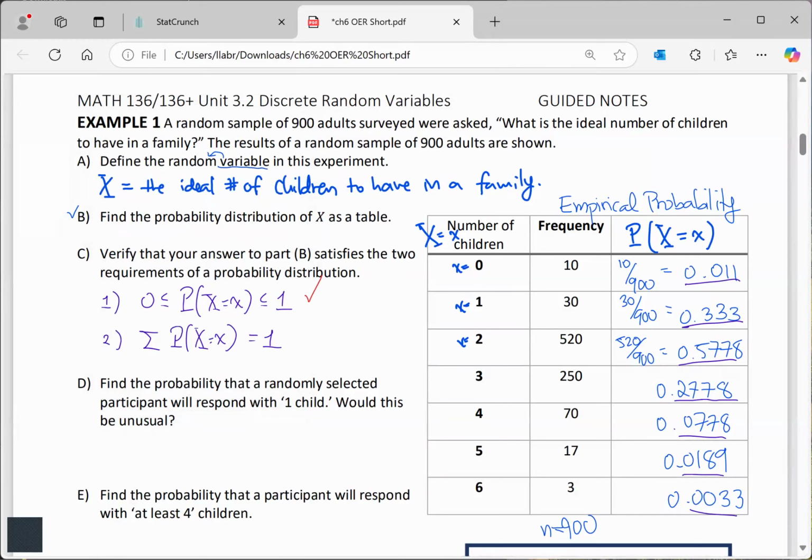Condition 2 is the sum of all probabilities is approximately 1. So you have to actually do this. You have to, in other words, just add 0.011 plus 0.333 plus 0.5778, and continue until you get to 0.0033. Go ahead and do that. Pause the video and tell me what you get.